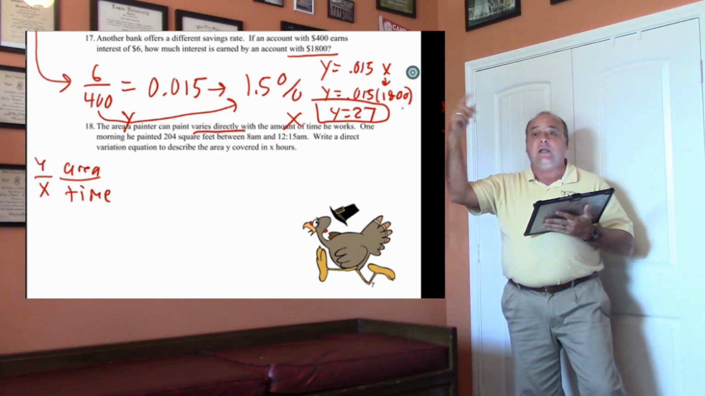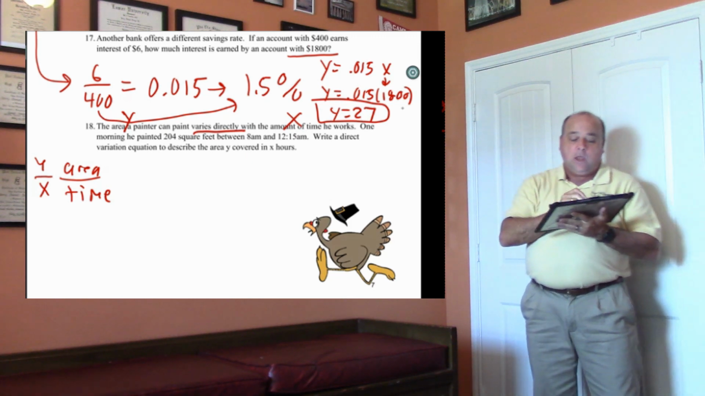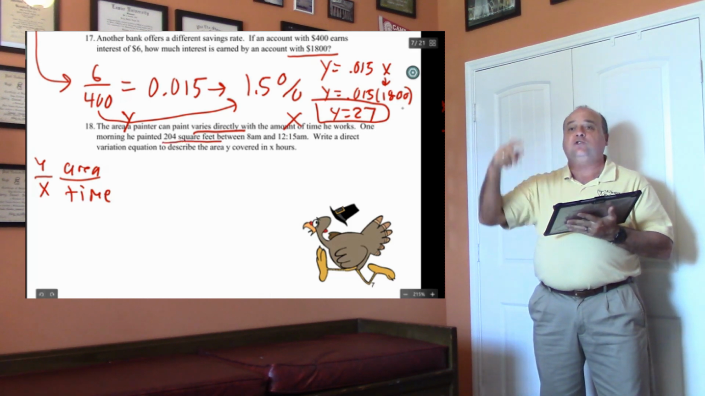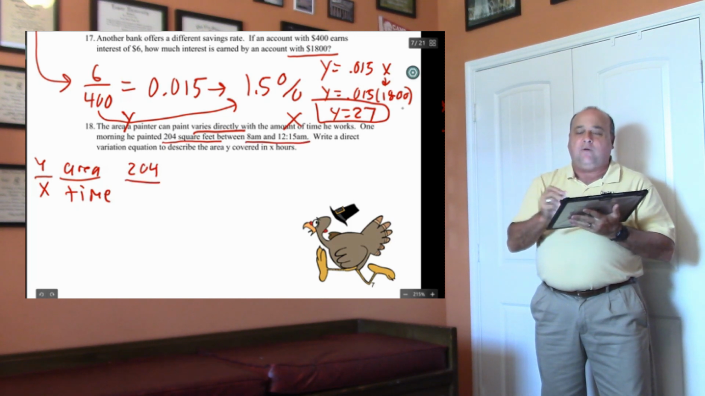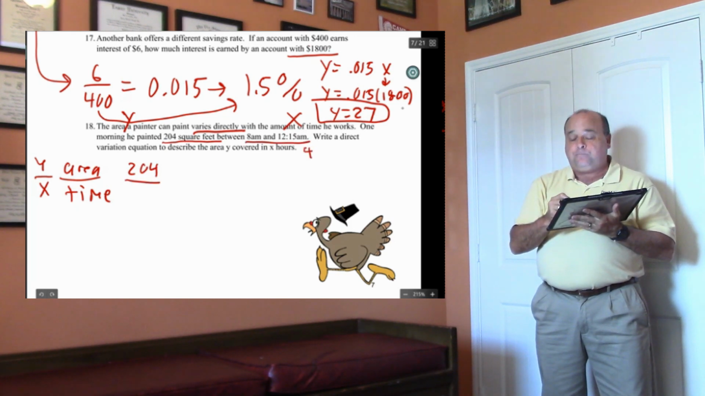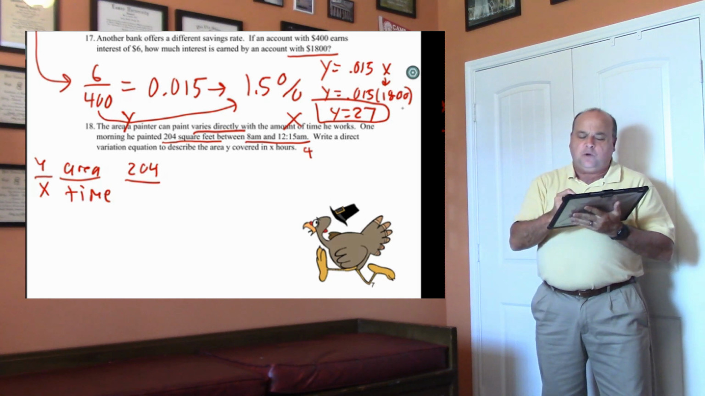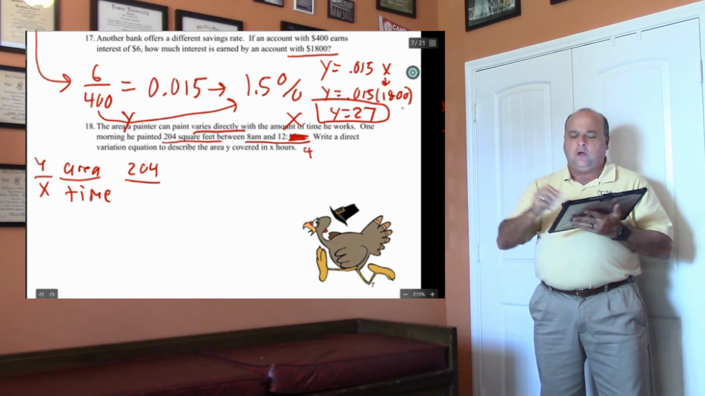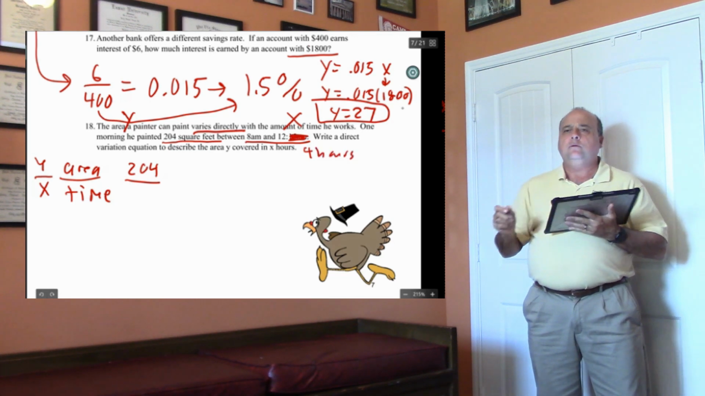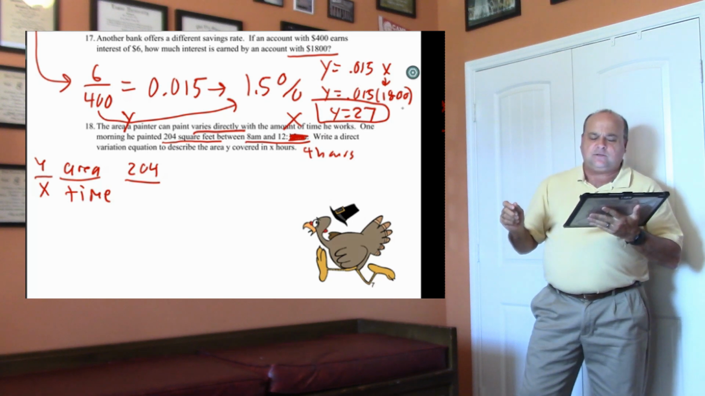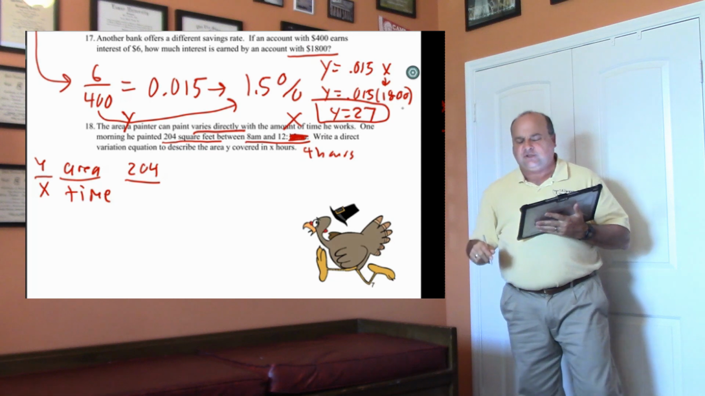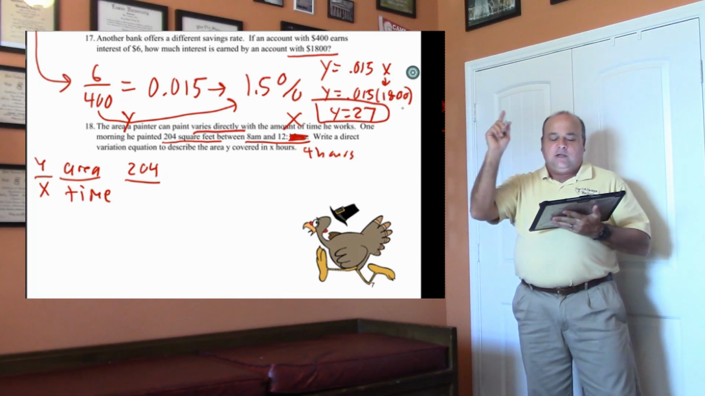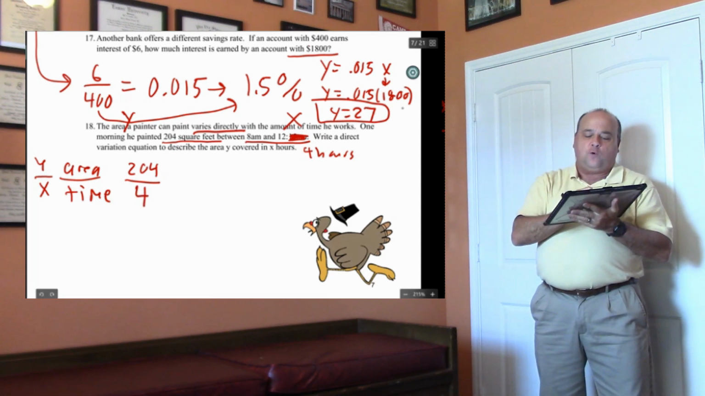Now then, they're going to give us the area and time, and we're going to make a fraction. One morning he painted 204 square feet. That is the area. Between 8 and 12:15, that's about 4 hours. This is horrible to do. Just put 8 to 12. That would be 4 hours, wouldn't it? Just take off that 15. That would be 4.25 hours. You would have to switch 15 minutes to a decimal. We're not going to do that. So 204 square feet in 4 hours.